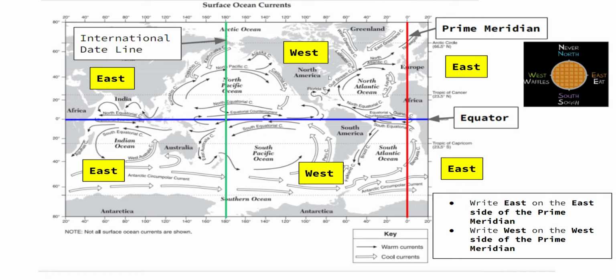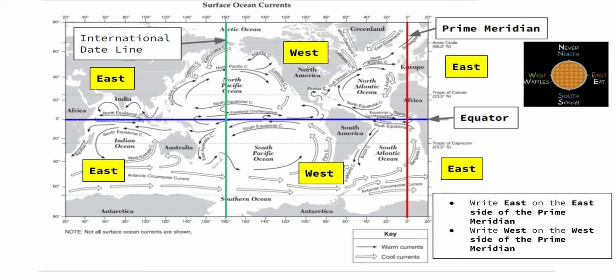From the prime meridian towards the left side of the prime meridian, up to 180 degrees, is west. Remember, never eat soggy waffles. West is towards the left side of the prime meridian up to 180 degrees. So from 0 to 180 degrees to the left is west.